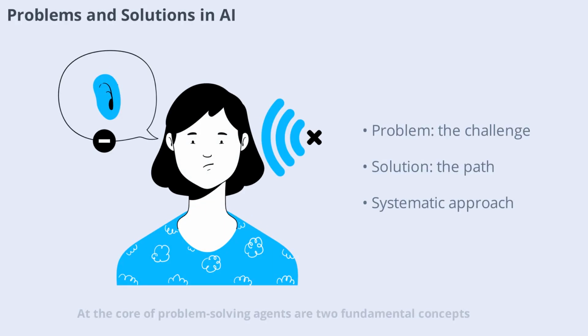At the core of problem-solving agents are two fundamental concepts: problems and solutions. A problem defines the challenge the agent faces, while a solution is the sequence of actions that leads to the goal. By clearly distinguishing between these two, agents can systematically approach even the most complex tasks.